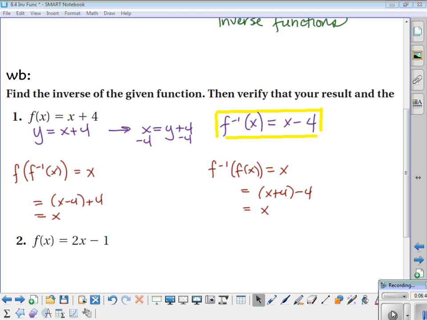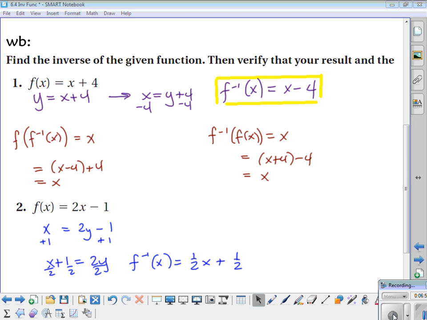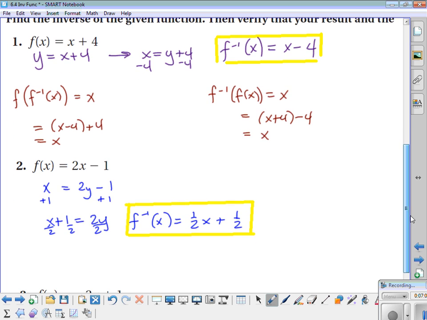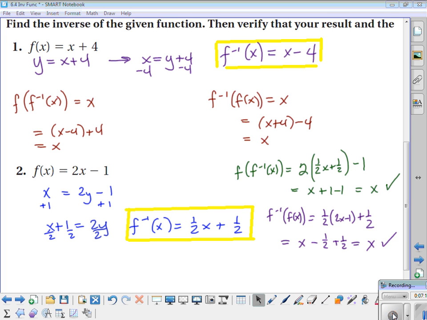All right, let's do one where you have to work a little bit harder. All right, let's find the inverse of this one. All right, so are we coming up with 1/2 x plus 1/2? All right, then let's plug it back in and make sure it works. All right, so when you plug the inverse back into the original function, you get x. When you plug the original function back into the inverse, you also get x. Therefore, you've verified that is the inverse. Any questions? No questions. All right, that's it for today then.